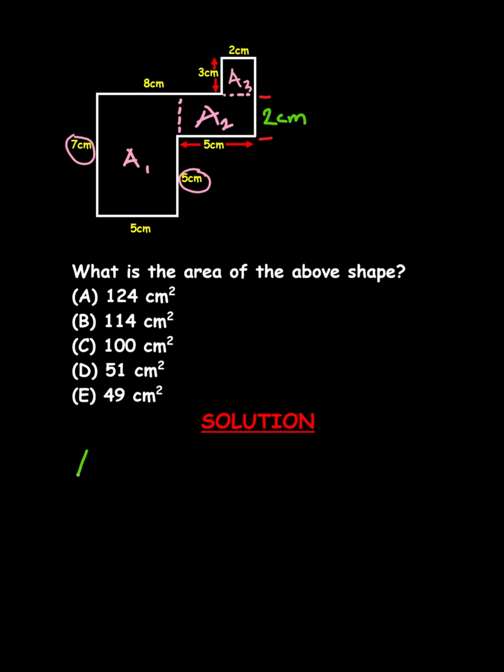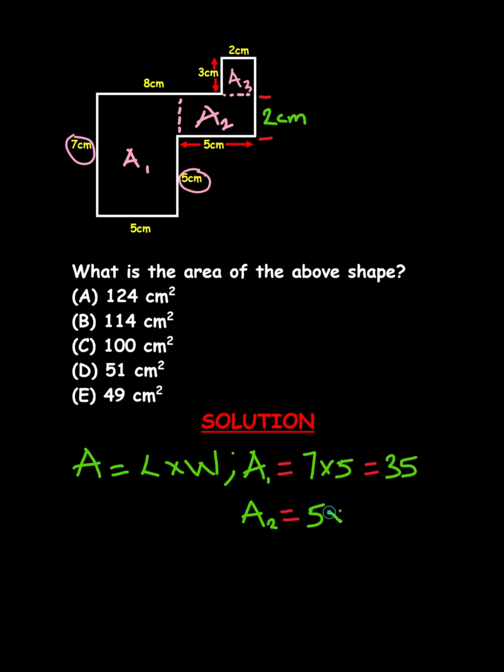Know that the area of a rectangle equals length times width. Then, area of first rectangle is equal to 7 times 5, which gives 35. Area of second rectangle is equal to 5 times 2, which gives 10. Area of third rectangle is equal to 3 times 2, which gives 6.